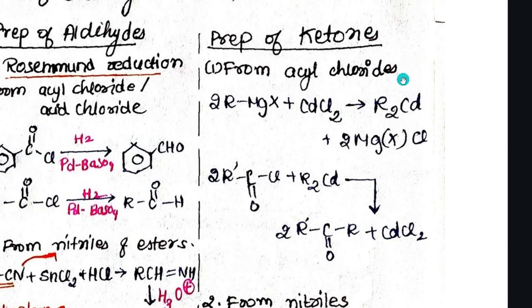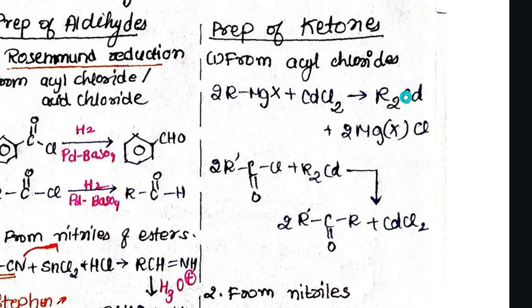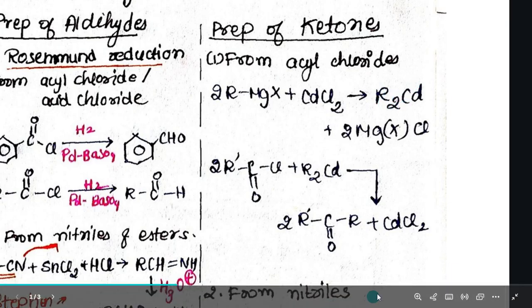So from acyl chlorides, if I talk about 2RMgX plus CdCl2, first we will create that. See what was happening. This is RMgX, Grignard's reagent, and CdCl2, cadmium chloride. So what will happen? This on reaction with RMgX will give us R2Cd, that is dialkyl cadmium. Let me write it down.